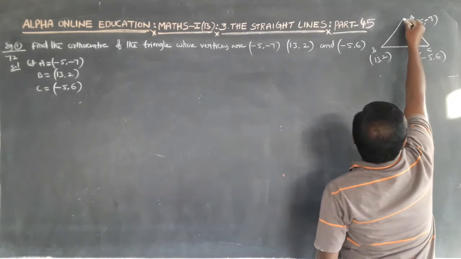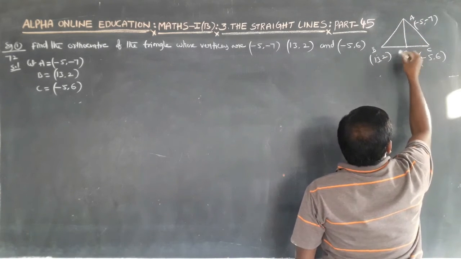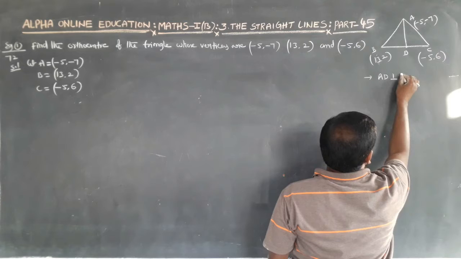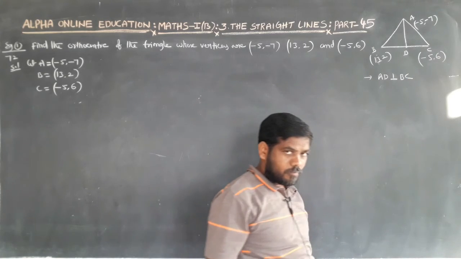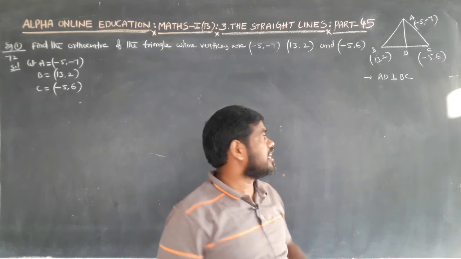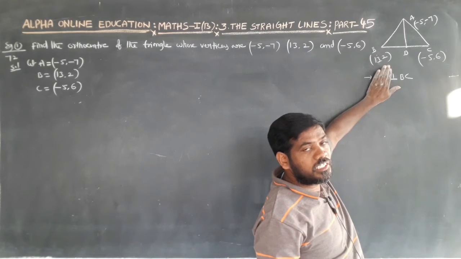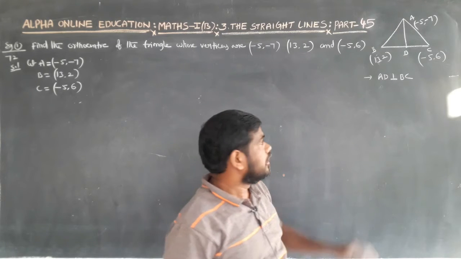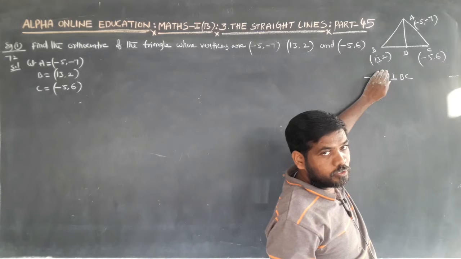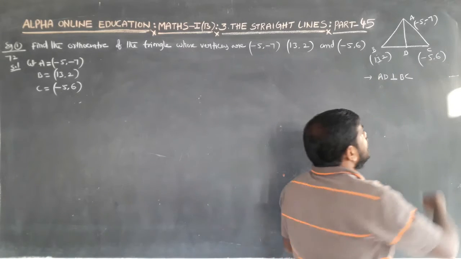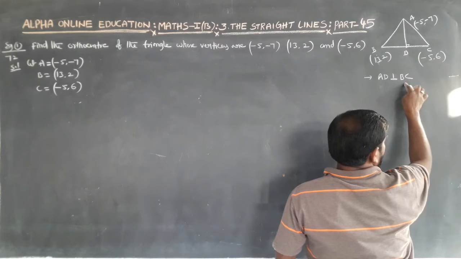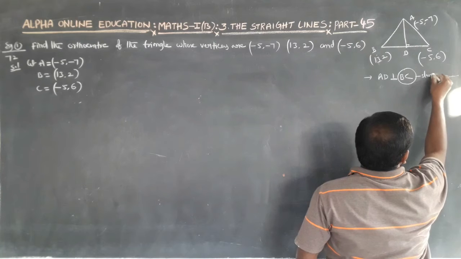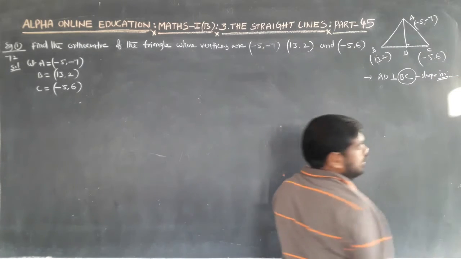This is the first altitude. First one is AD. AD is perpendicular to BC. First of all, find the equation of the altitude AD. Observe clearly, AD is perpendicular to BC. So first of all, find the slope of BC.